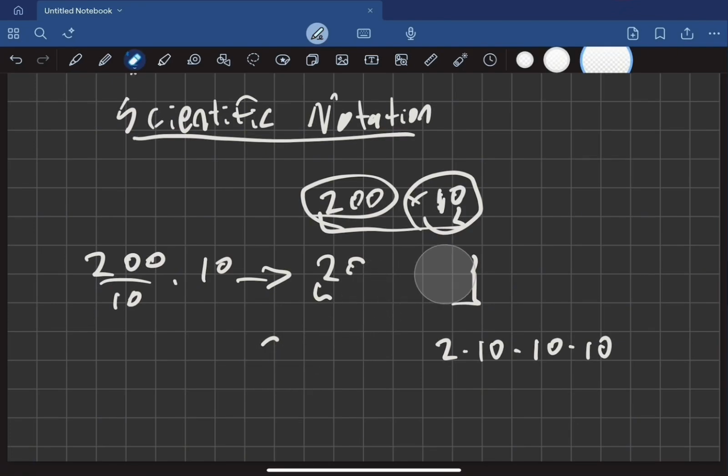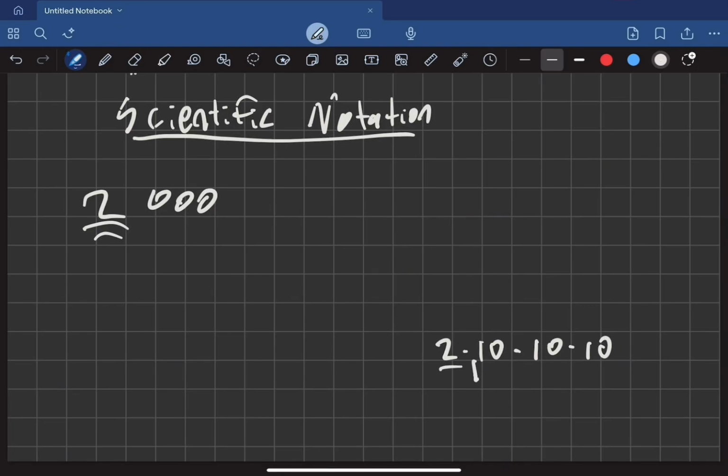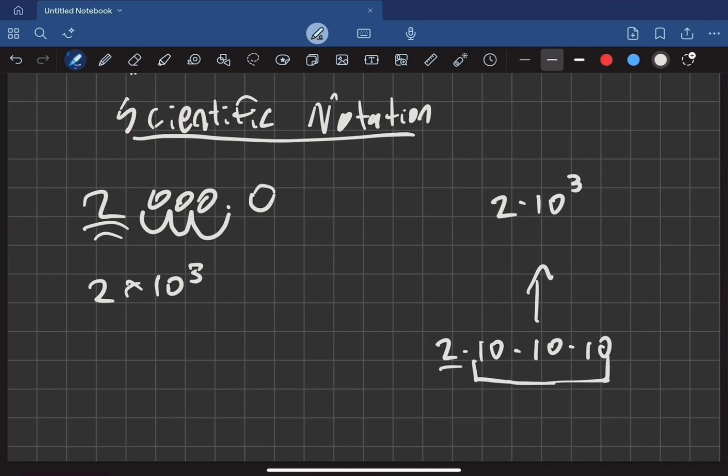Now, if you notice, now you have your original leading number, 2, and 3 tens, 10 times 10 times 10. You should be able to realize that's just 10 to the third, and then that 2 is going to be out in front, 2 times 10 to the third. And if you look over here, that would be the same as just moving the decimal 1, 2, 3 times: 2 times 10 to the third. And it's simple.